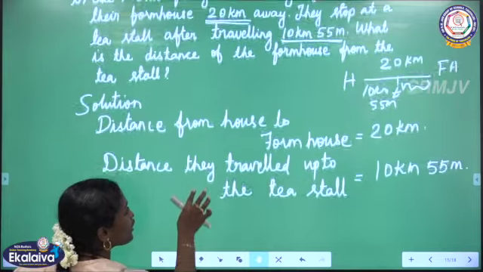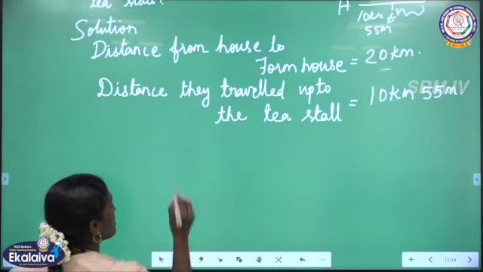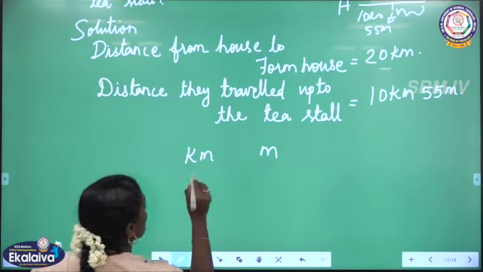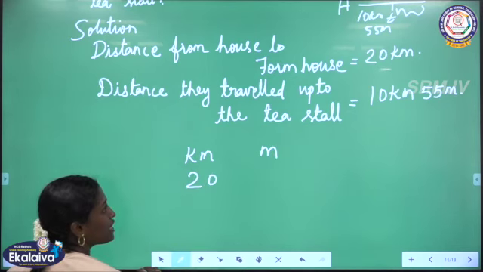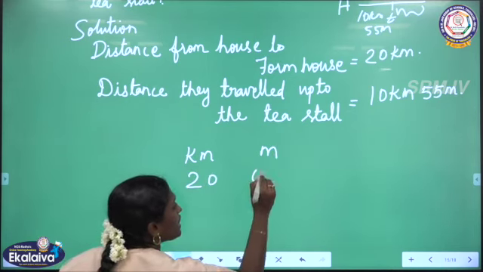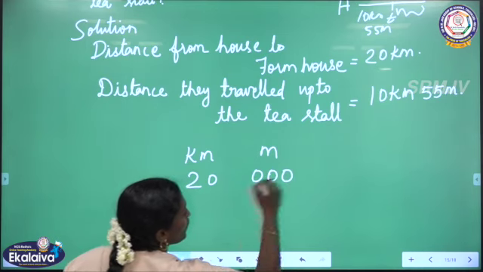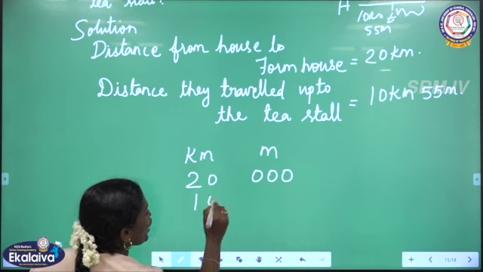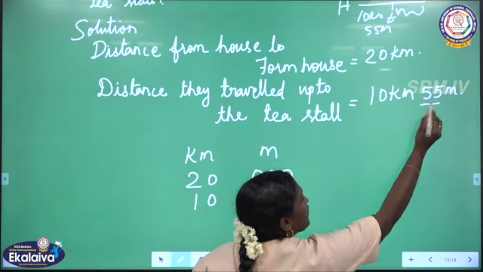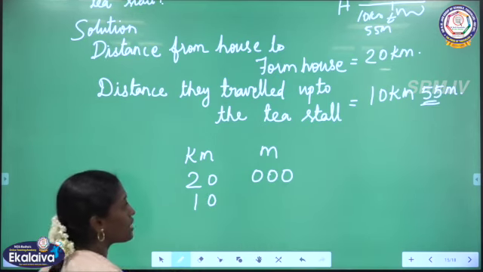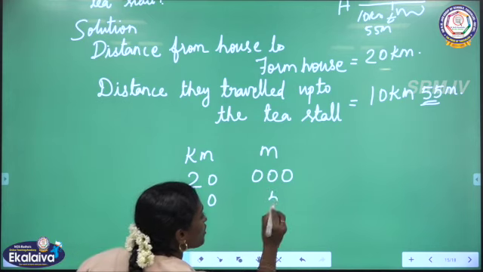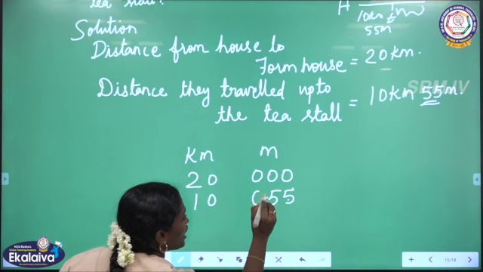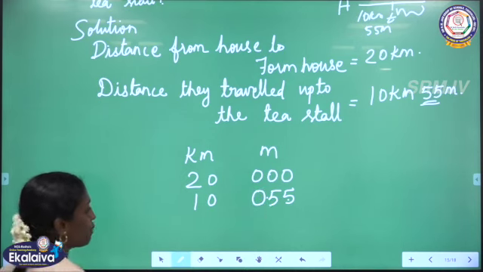So, first I am going to arrange it column wise. So, kilometer and meter. Here in first one we are having 20 kilometer alone. We need 3 digits in meter. So, we have to put 3 zeros. Then the next one is 10 kilometer and 55 meter. It is a 2-digit number. So, while arranging it, we have to write properly in ones place and tens place. For 100 place, we have to put 0.